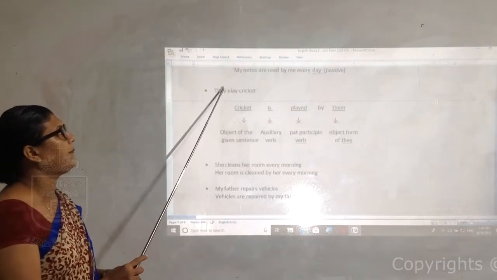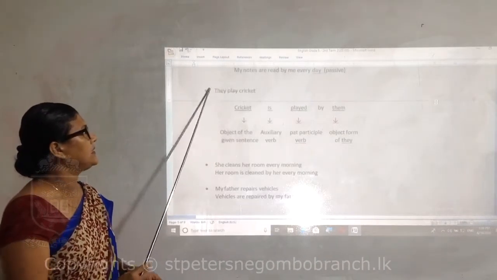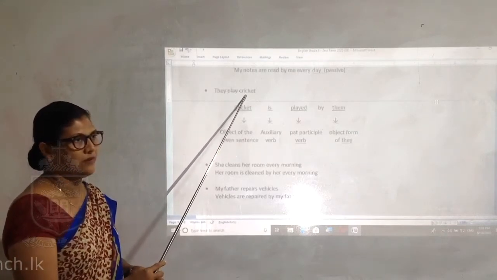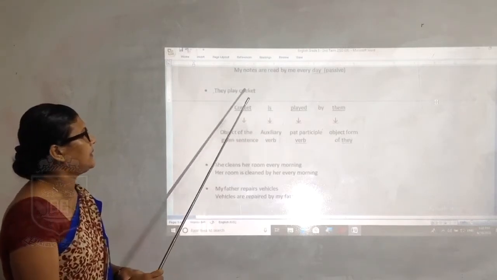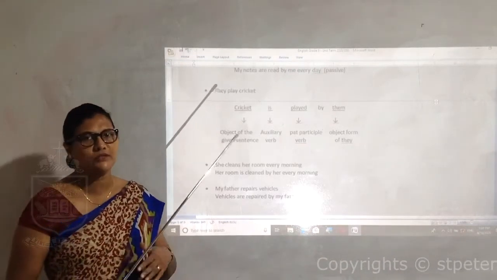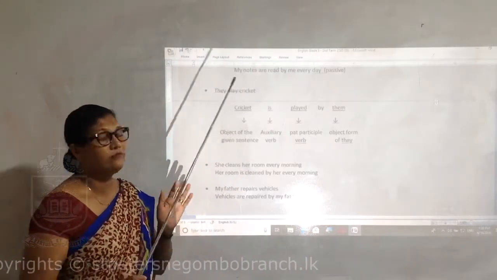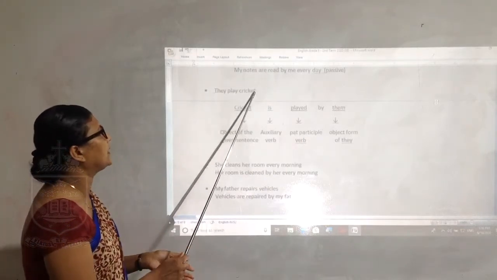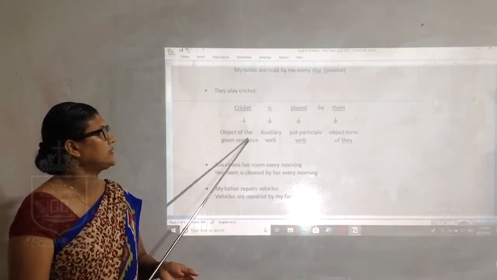Next example, they play cricket. This is an active voice. They, this is the subject. Play, this is the verb. Cricket, what do they play? Cricket, this is the object. So now step one, what do you do? How to change this into passive? Step one, can you remember? Yes, we need to find out the object and write it at the beginning. So the object is cricket. We will write it at the beginning. Object of the given sentence, cricket.